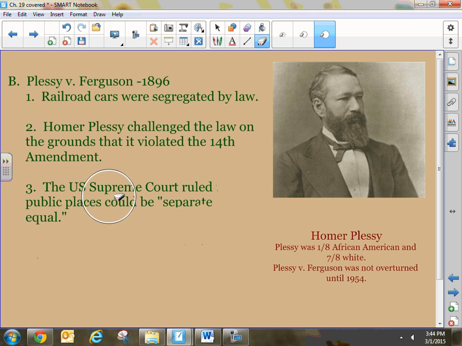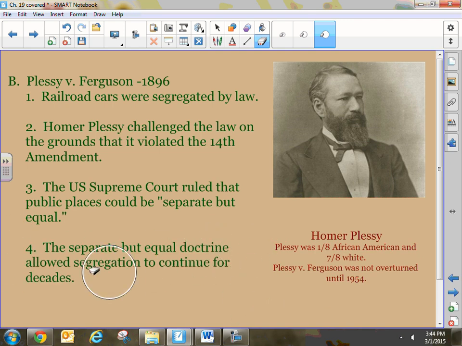The U.S. Supreme Court says in their ruling that public places could be separate but equal. So this doctrine, the separate but equal doctrine, is what allows Southern states to begin to and continue to separate all kinds of public facilities. And they can do that legally up until 1954.